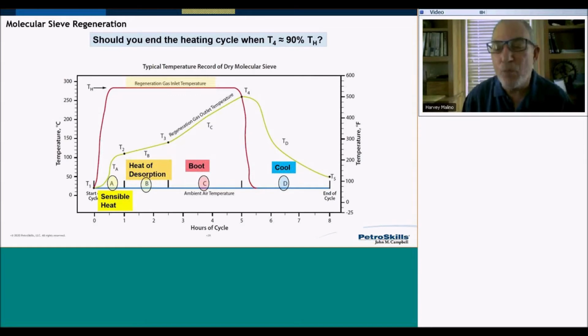What does it depend on? Well, it depends primarily on the pressure. If you are regenerating the system at fairly low pressures, and for low pressure, I define that as less than 4,100 kPa or less than 600 PSIA.